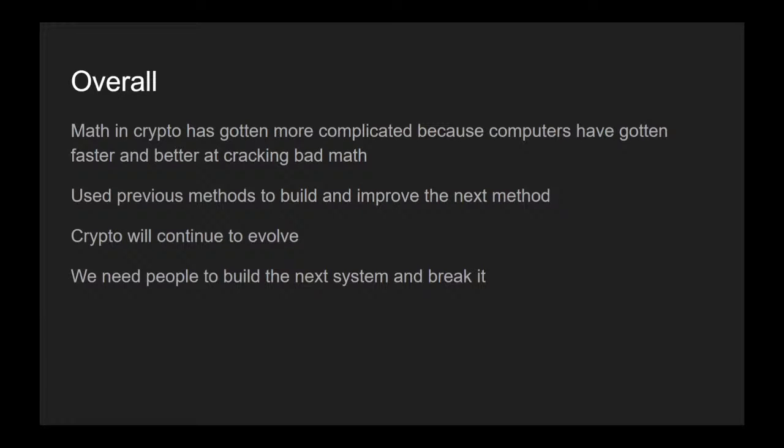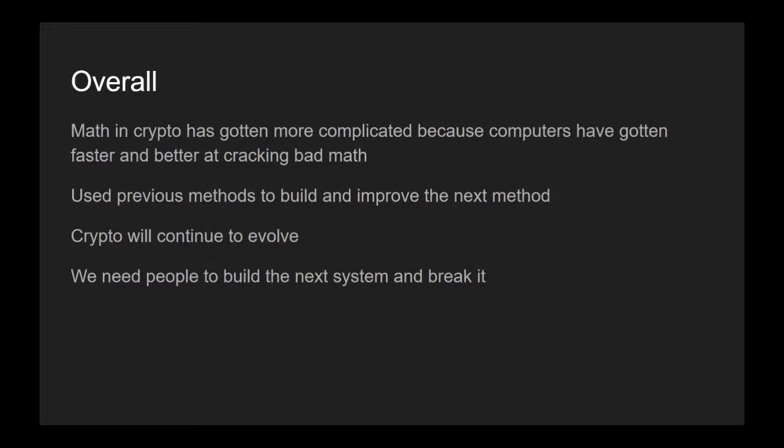And then after that, it was like, okay, we got to hide our numbers from the attackers. And just kind of kept building on it because computers just kept getting better. And they were just really good at cracking the math that these algorithms used. And we've always used our previous encryption methods to build and improve the next one. So basically, we took the good stuff of these algorithms and left the bad stuff behind.